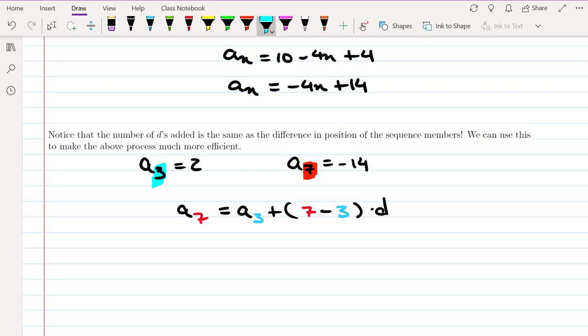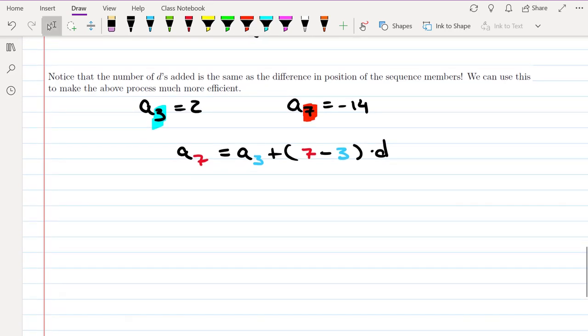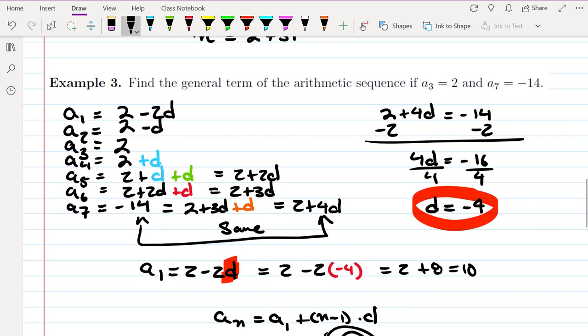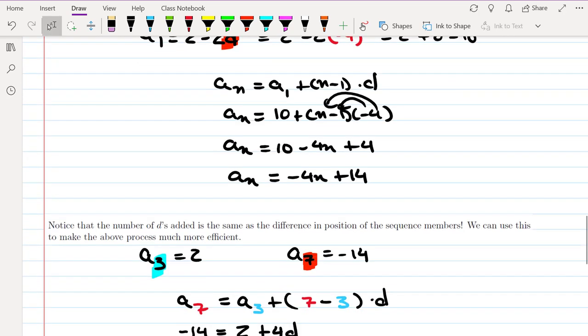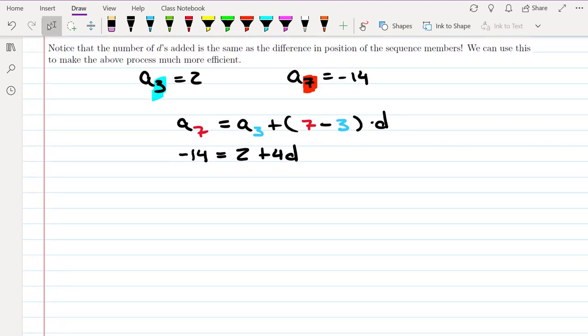So we then know the values of a3 and a7 as they were given. So this results in the following equation. Negative 14 is equal to 2 plus 4d. And we'll notice this is exactly the equation we got in the 7th row up here when we did this. So now this would allow us to solve for d.